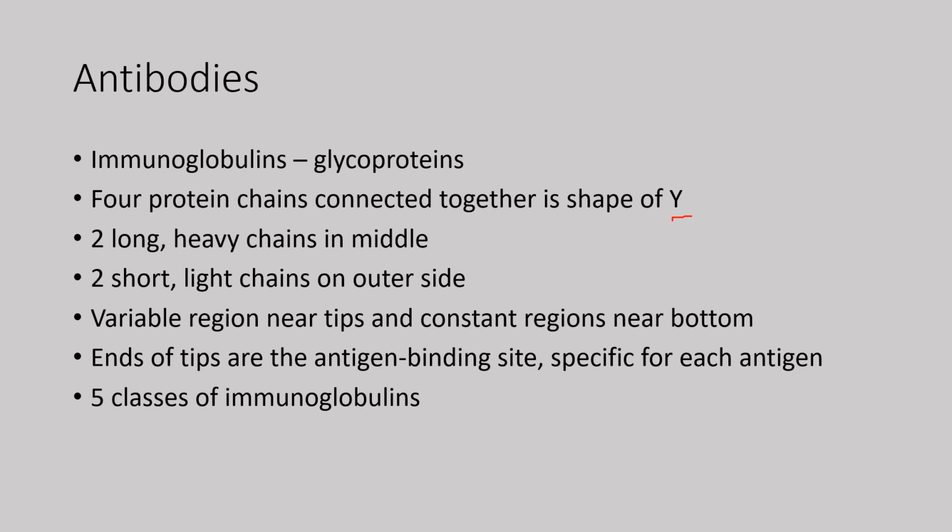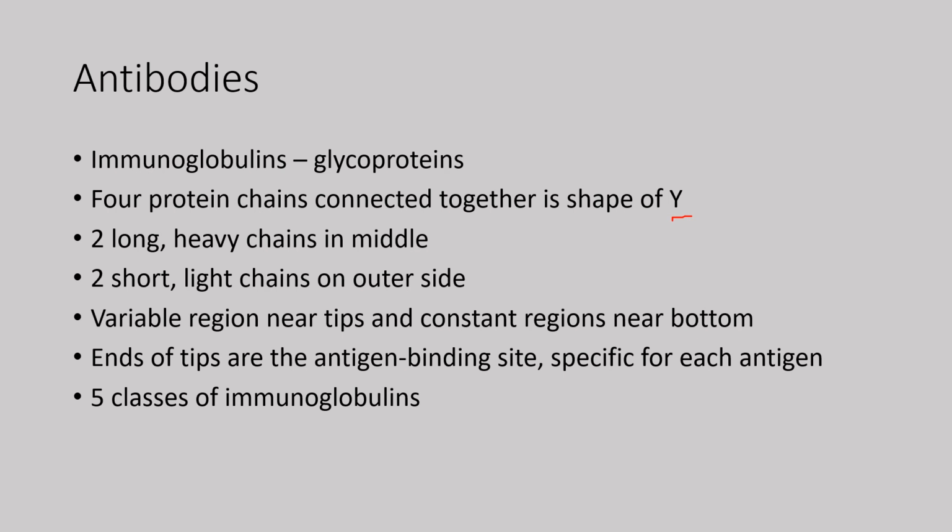On the outer portion of the Y, just along the tips, and there's a picture, so it'll be easier to see in the next slide, there's 2 shorter chains. The shorter chains are referred to as light chains. Think of them as they're shorter, they're smaller, they weigh less. So they're the light chains.